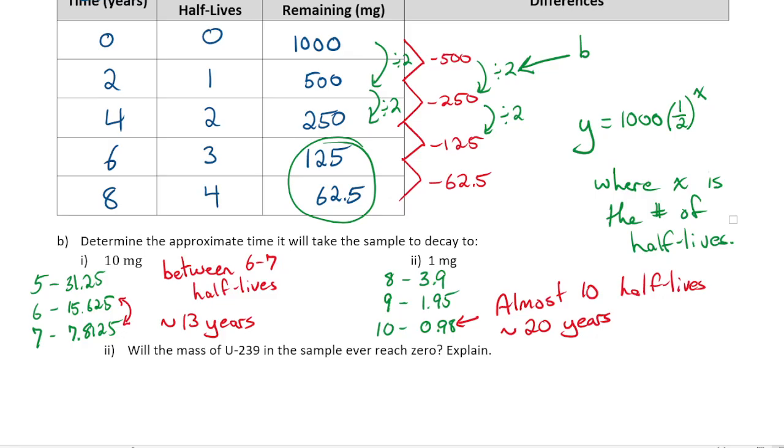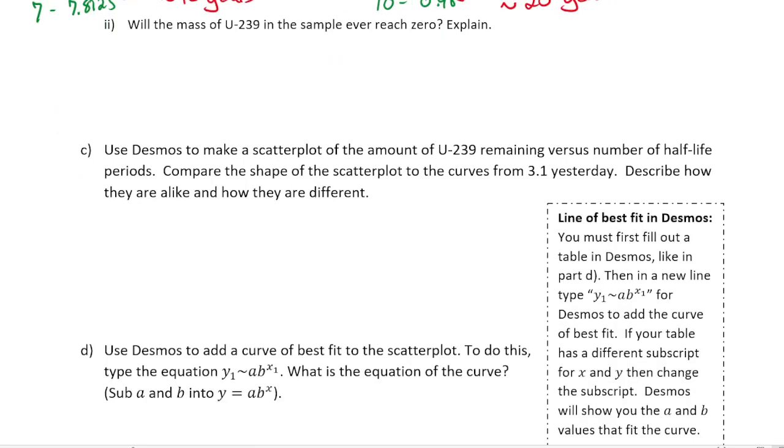And then we have like a conceptual question here. Will the mass ever reach 0? Will it ever be not radioactive at all? So I'll give you a minute to think on that, pause the video, and then unpause it when you're ready for the answer.